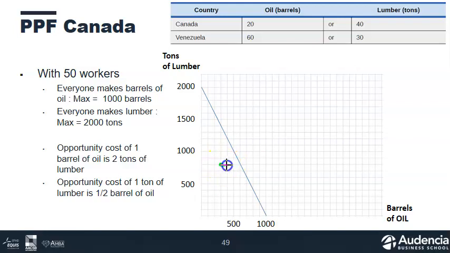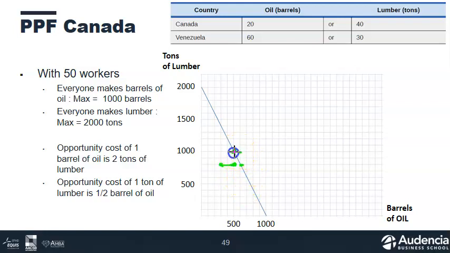Yeah, I can go over here, for example. It's in the opportunity set. I can move to the right without giving up any lumber. But if I'm here, at 500 barrels of oil and 1,000 tons of lumber, suppose I want to produce 600 barrels of oil. Well, I can't just pop over there. That doesn't exist. I have to come to here. I have to give up something.